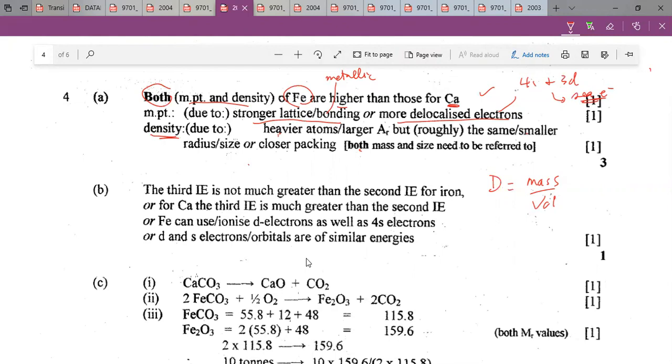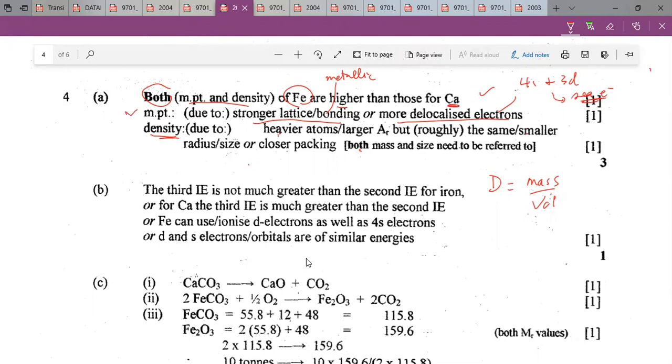Remember I told you bonding and structure both explain melting point. Anyway, because calcium and iron both are metals, the structure is the same. They're giant structures, but the number of electrons for iron that can come out is from 4s and 3d, whereas calcium only from 4s. Why? Because 4s and 3d have a very small difference of energy level. Okay, now 1 mark is going for the melting point. So 1 mark, 2 marks.